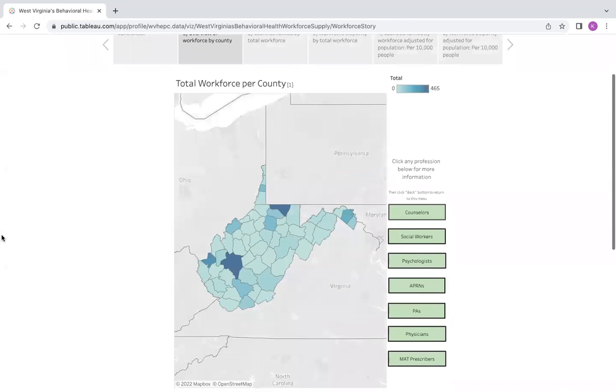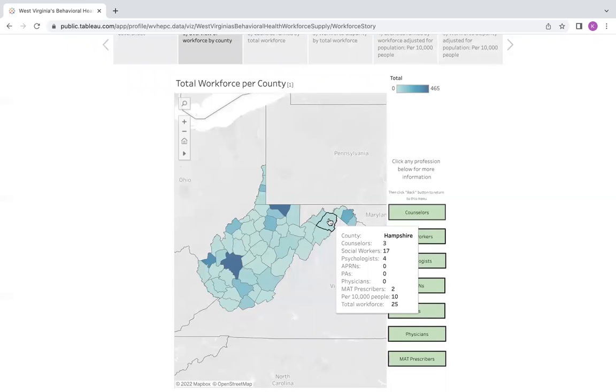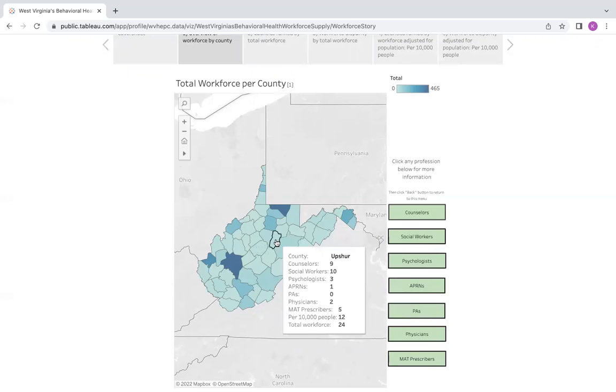This first page is the total workforce per county of the 6 core behavioral health professions. We define the behavioral health professions as master's level and above individually licensed clinicians. If you hover over the county, you get a breakdown of each workforce.